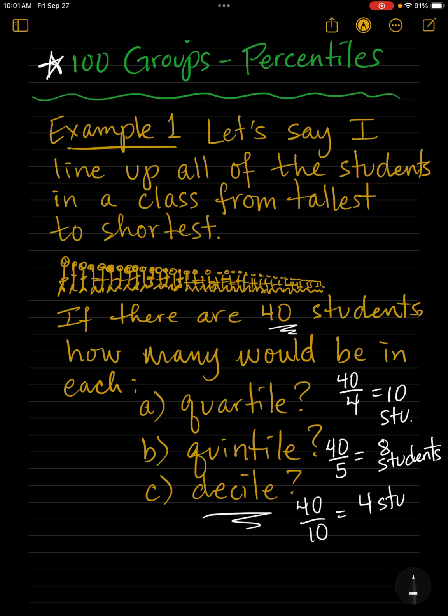Okay, so if we look at deciles, that'd be 4 students in the top group, 4 in the next, 4 and 4, until we had 10 groups of 4 students. So we might say you were in the first decile, or maybe even say the top 10% for height in your group. Oftentimes, babies are broken into percentiles for their height or their weight.